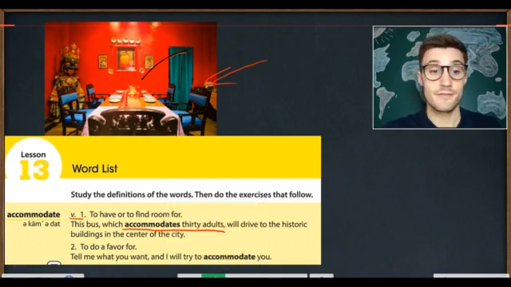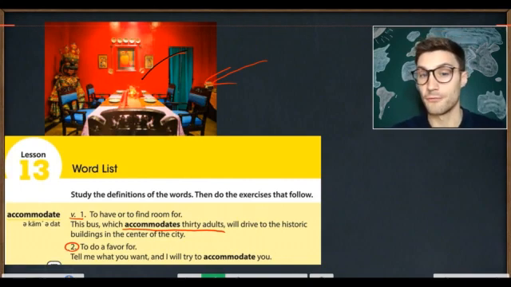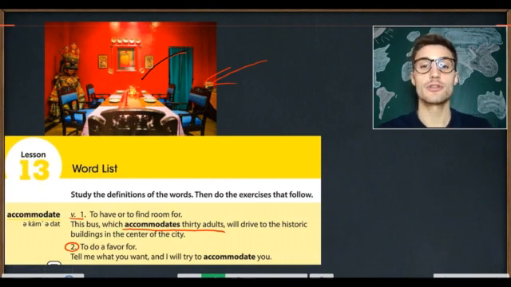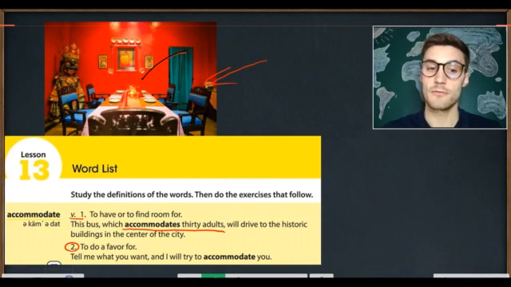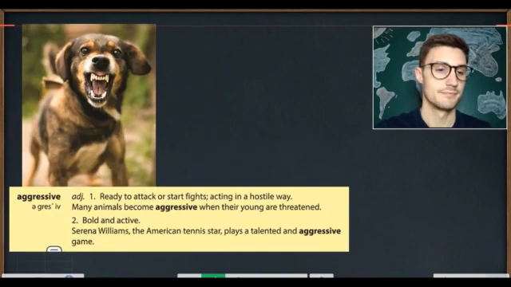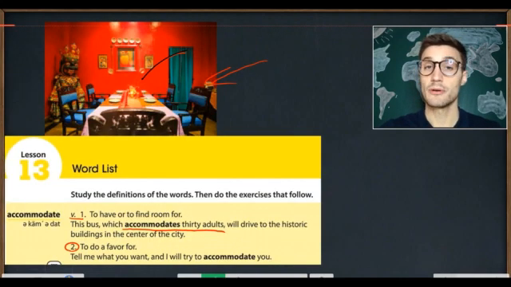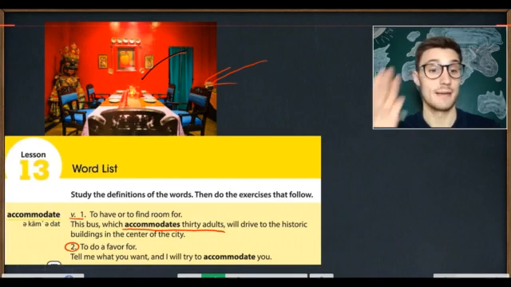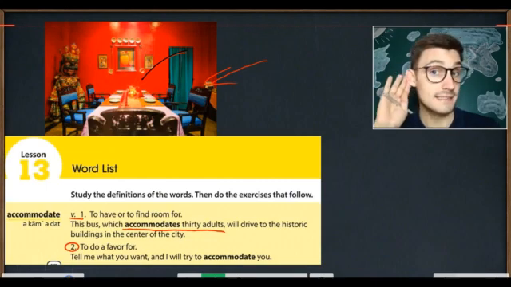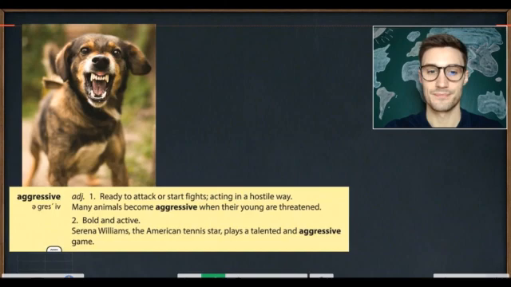The second verb meaning, to accommodate, is to do a favor for. Tell me what you want, and I will try to accommodate you. So it's a synonym for do a favor. It means the same. Remember to say the word out loud. Let me hear. Accommodate. You got it.